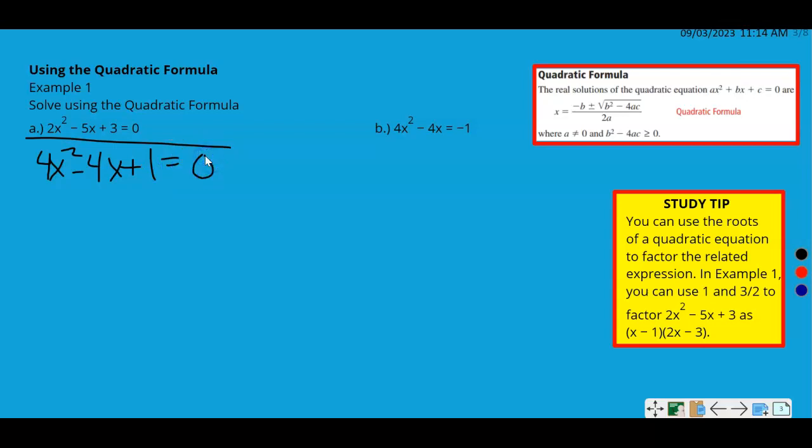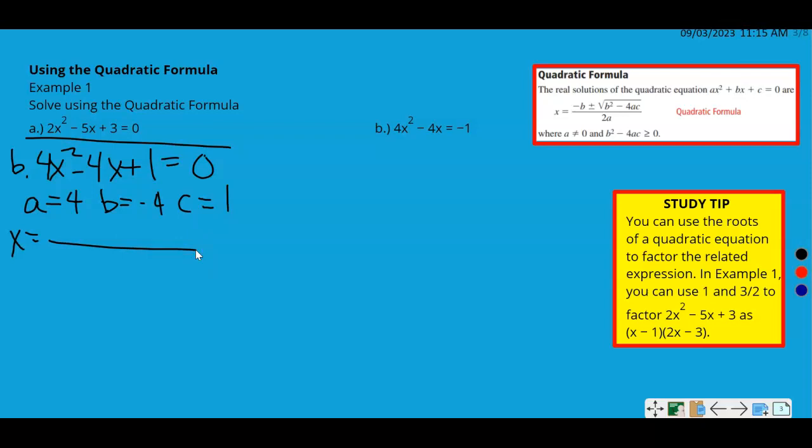All right, so now for part B, this is our equation in standard form. So once again, we need to identify our A. Our quadratic term is 4. Our B, our linear term, is negative 4. And C, our constant term, is 1. And then just like before, we're going to plug it into the quadratic formula.